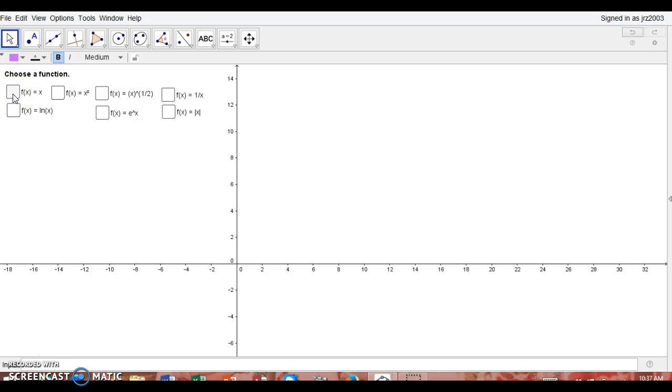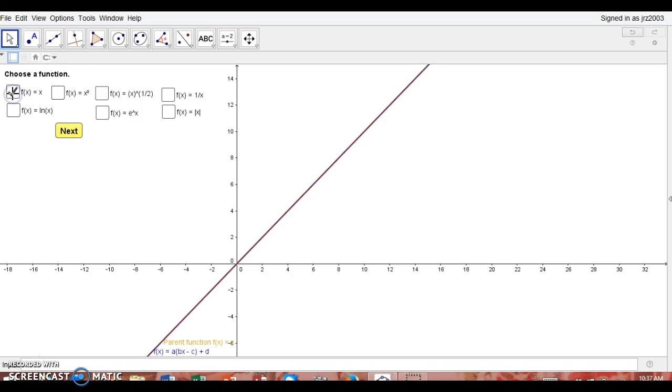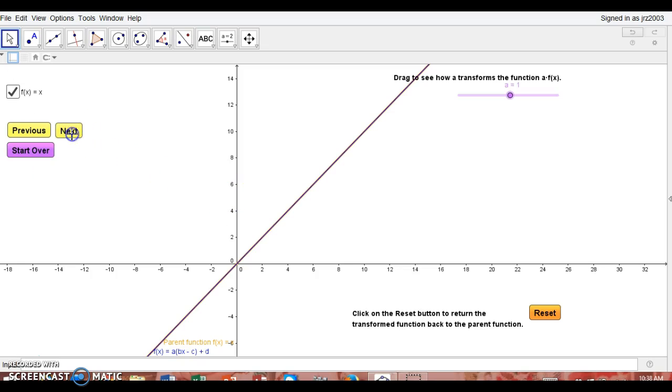So you could choose any function to start with. I'm going to start simple with the linear parent function, and then it shows up on the screen. I hit next, and now we're just looking at that function. And we can use this slider here to drag to see how A transforms the function. So we can drag it along in the positive and negative direction. We could use arrows to move more slowly. If we want to reset it back to the parent function, we just click on the reset button.